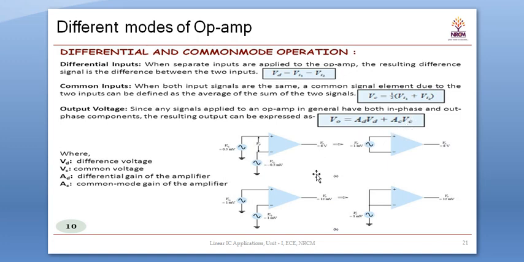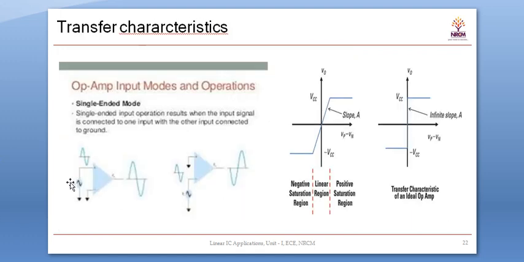So this is about the differential, common mode and single ended modes. These are the three types of modes which we have studied here. We will go for the transfer characteristics. The transfer characteristics is the graph between the output voltage and the differential input voltage.